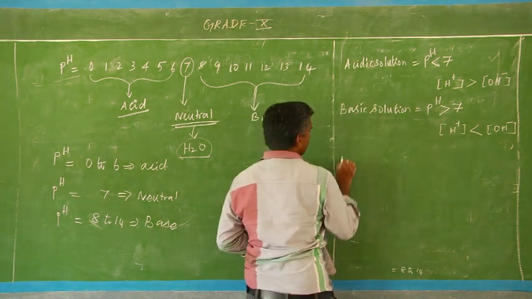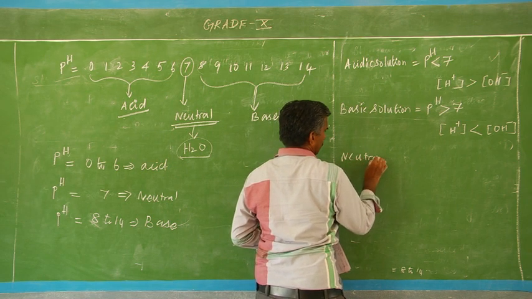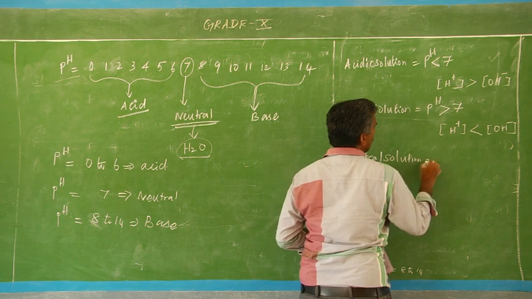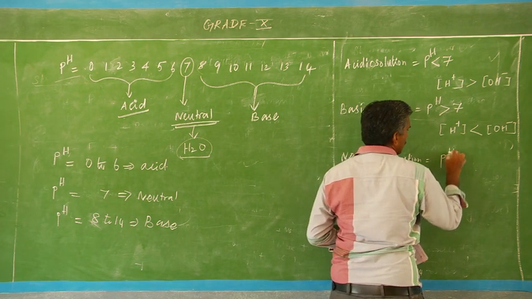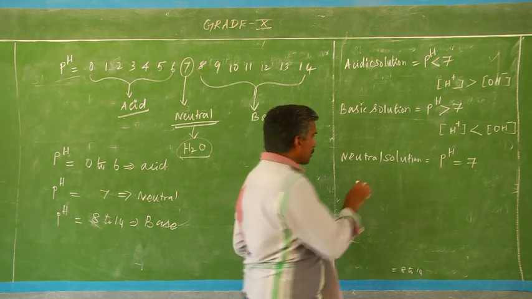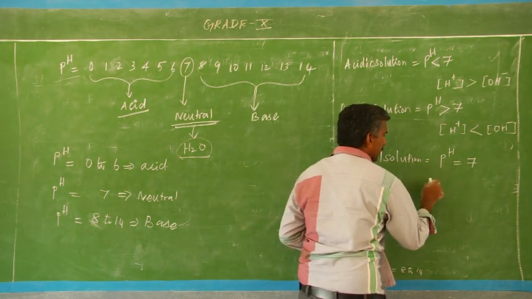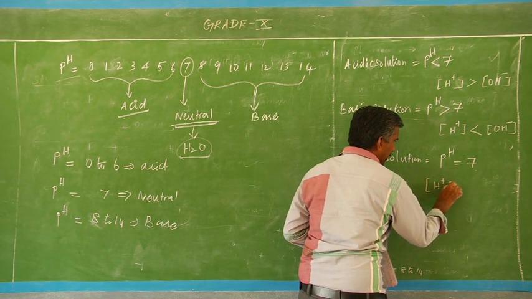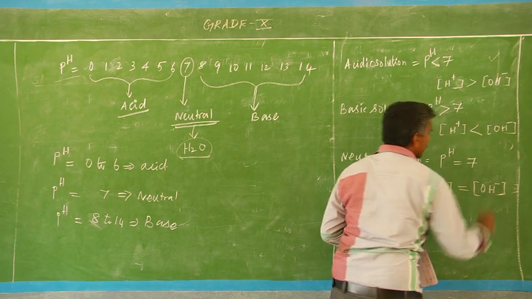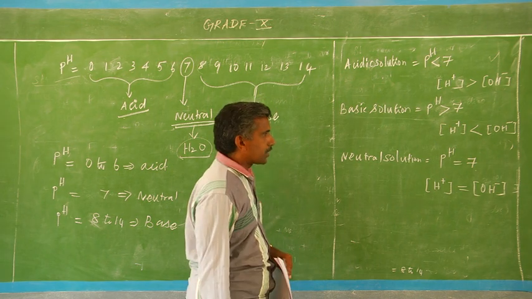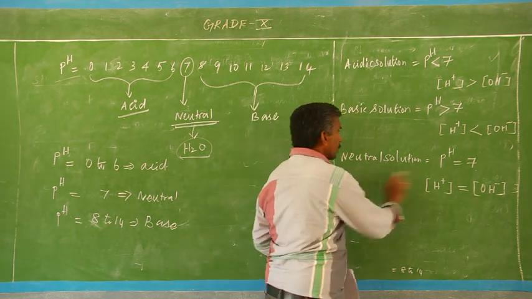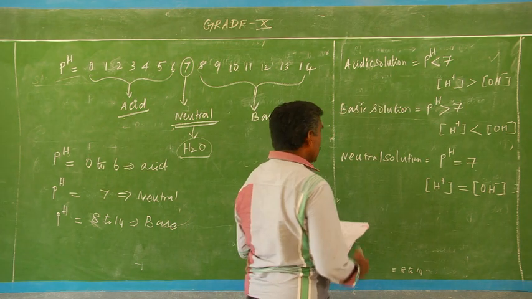Now neutral solution. In a neutral solution pH value is 7. So the concentration of H plus ion is equal to the concentration of OH minus ion. This is known as neutral solution.